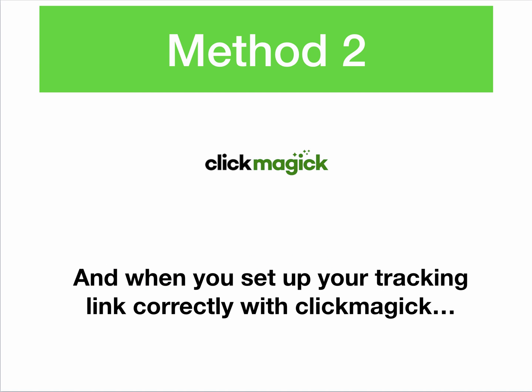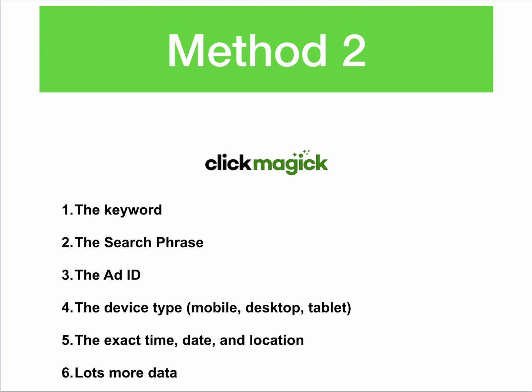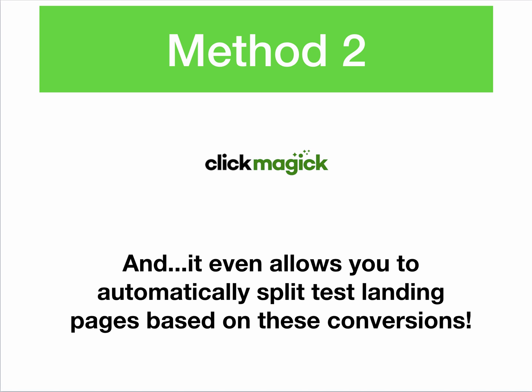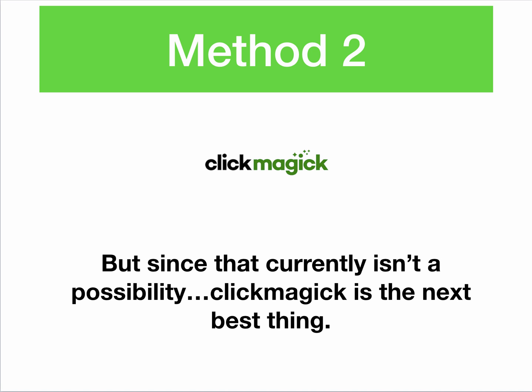And when you set up your tracking link correctly with Clickmagick, it is able to trace that sale back to everything about the ad group that created that conversion. The keyword, the search phrase, the ad ID, the device type, whether it was on mobile, desktop, or tablet, the exact time, date, and location, and lots more data. And it even allows you to automatically split test landing pages based on these conversions. Obviously, having this tracking show up inside Bing would be the most ideal thing, but since that currently isn't a possibility, Clickmagick is the next best thing.